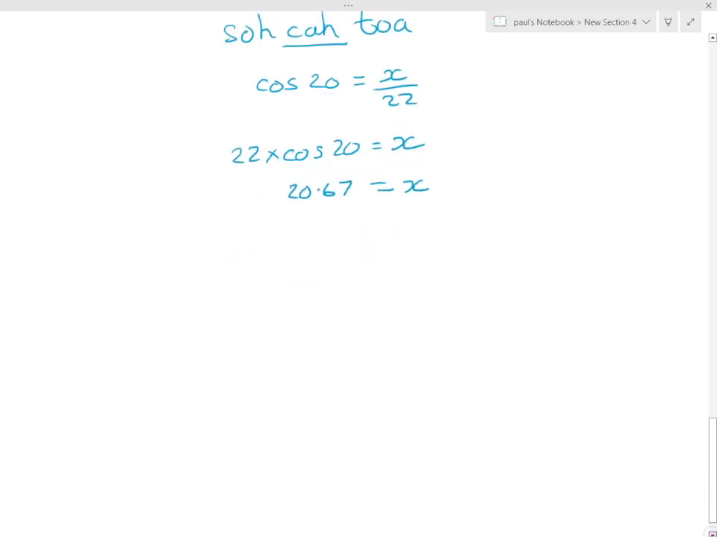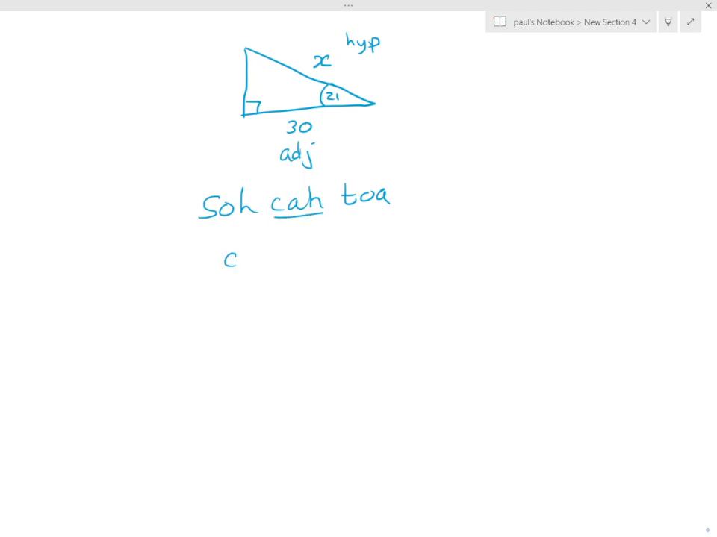So let's have another go. Can't get enough of these, they're great. So here we go, we'll have x, and we'll have 30, and we'll have 21 in there. So what are we finding? This is the hypotenuse, this is the adjacent, so SOH CAH TOA. We need adjacent and hypotenuse, which is this one again. So cos 21 equals adjacent 30 divided by x.